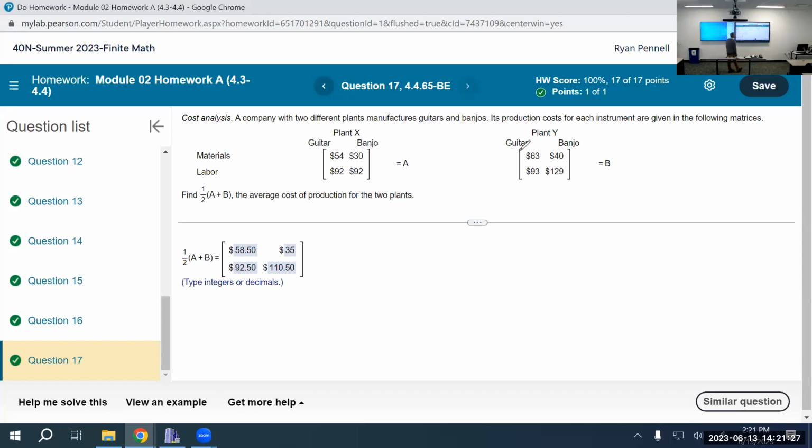Okay, so we have plant X, guitar and banjo, plant Y, guitar and banjo. And it says find 1/2 of A plus B. Right. That's really all you do. I just added 54 plus 63 and divided by 2. Okay, that's really all I did. Because it said 1/2 of A plus B, add 54, 63, divide by 2. I just entered it to the nearest cent. That's it. 30 plus 40, 70 divided by 2 is 35. That's it.